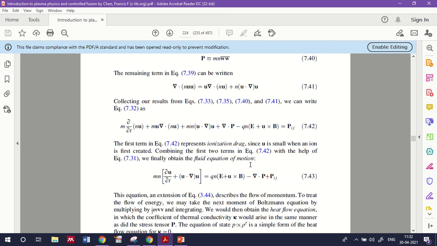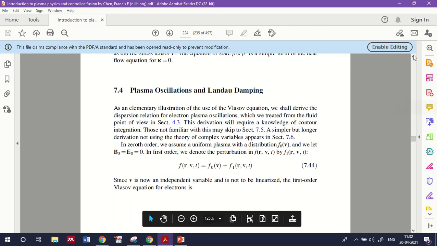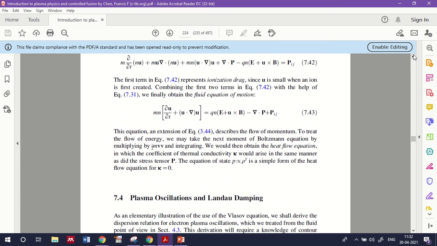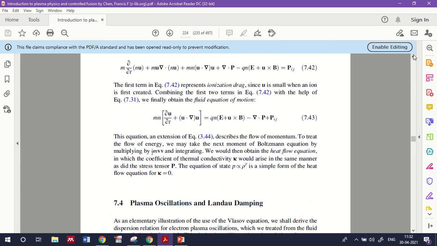So it's called the moments of the Boltzmann equation. This equation is an extension of the fluid equation that we already discussed, the flow of momentum. So this equation says that there is a flow of momentum in a fluid, where the momentum has been given by the Boltzmann equation. So it's actually a flow of energy.